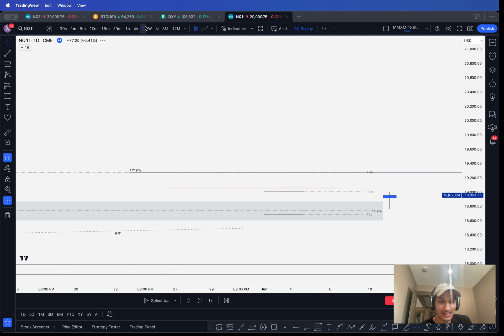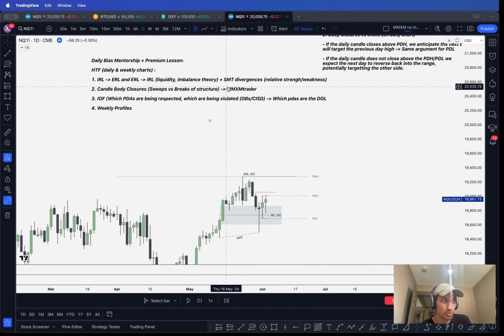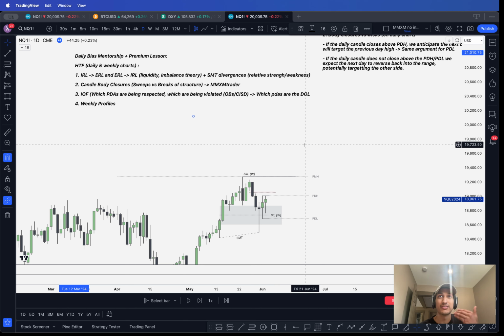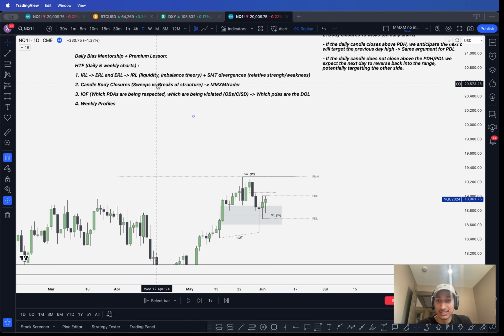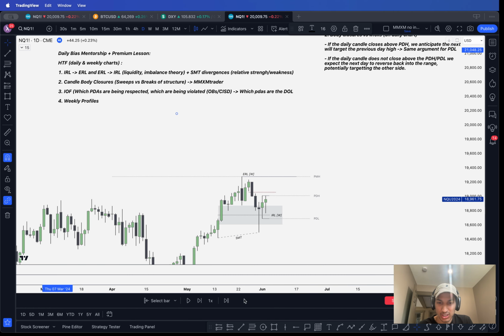But I'm going to train your eye to just start looking at the daily time frame as well, because the daily time frame is one of the most underrated and underutilized time frame charts. I find that a lot. When I started trading, I didn't use the daily time frame as much as I should have. So now we expect the next day to expand higher.